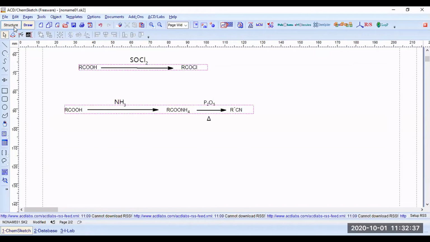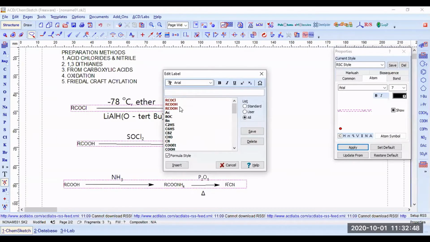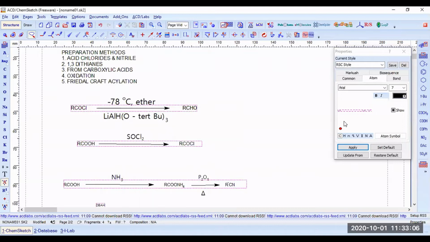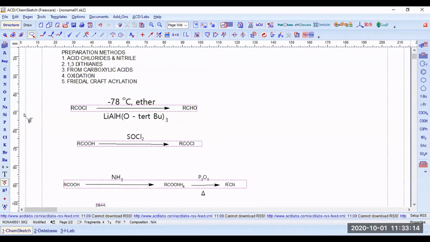If you are using any lithium aluminum hydride reagent here, what will happen? Directly it will form, that is DIBAH, diisobutyl aluminum hydride. You keep in mind what DIBAH is, diisobutyl aluminum hydride. This is how the structure will be.